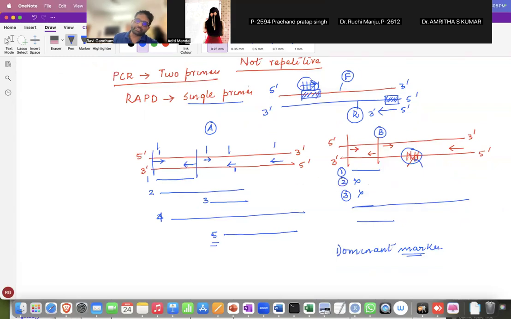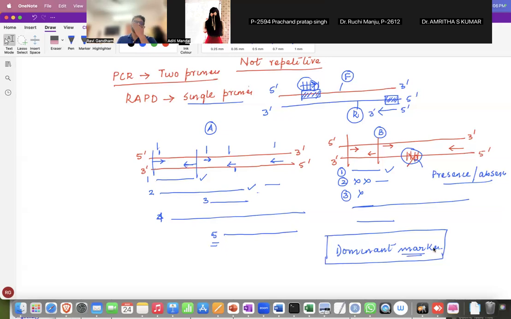At this particular site, it is present, it is present. At this particular site, it is present and absent. So it is only presence or absence. It's either presence or absence of a particular band. Right? There is no question of anything intermediate between. Presence is dominant, absence is recessive at a particular location. So you don't have this band, so it's absent here and it's present here. And that is the reason why you call this as a dominant marker.